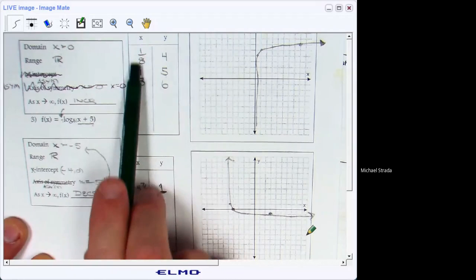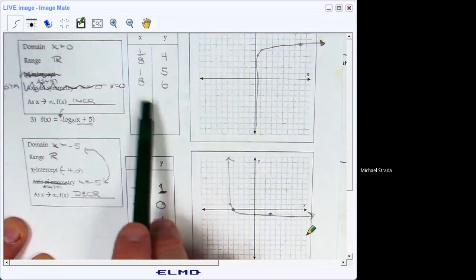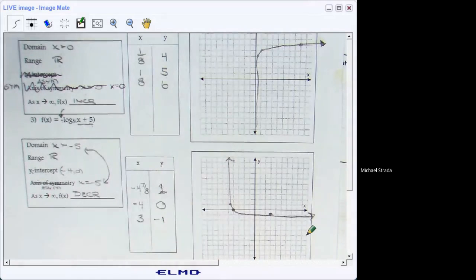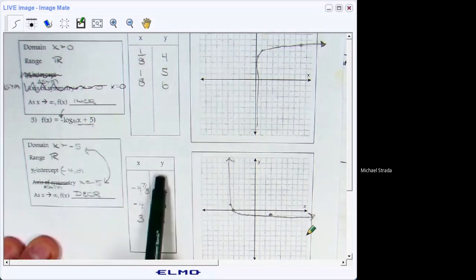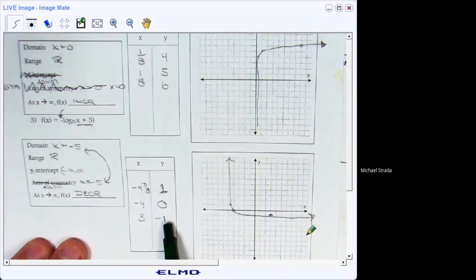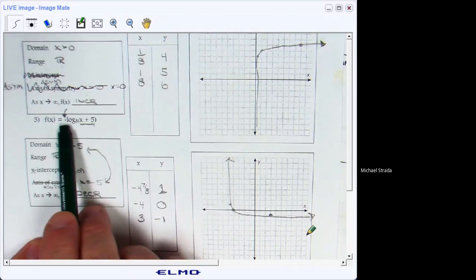So I'm just going to take each of those x's and minus 5. 8 minus 5 is 3. 1 minus 5 is -4. 1/8 minus 5 is -4 7/8. Since there's no number being added outside, it goes back to 1, 0, and -1. You will then notice that instead of increasing, it's decreasing. That's because there's a negative outside.